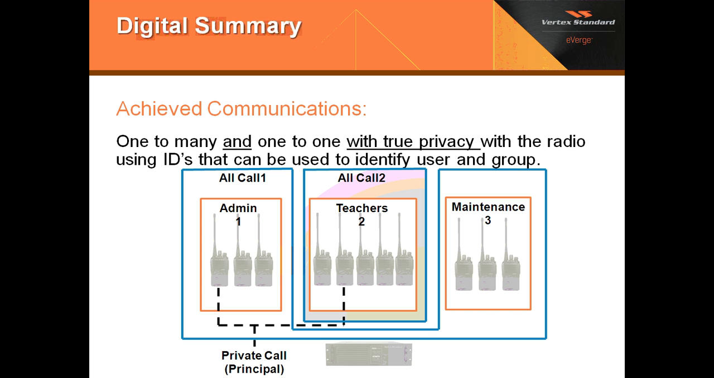With this exercise, you're able to program your radios for 3 channels of group calls, 1 being admin 1, 2 being teachers, 3 being your maintenance. Then you have 2 announcement channels, 1 of all call 1 and 1 of all call 2. And after that, you had a 6th channel, which would be a private call from any one of your teachers to the principal, which is admin 1.